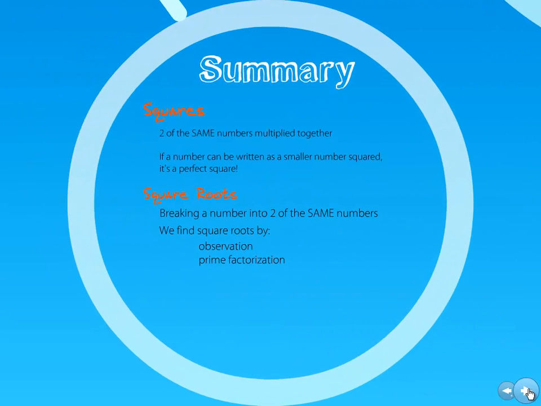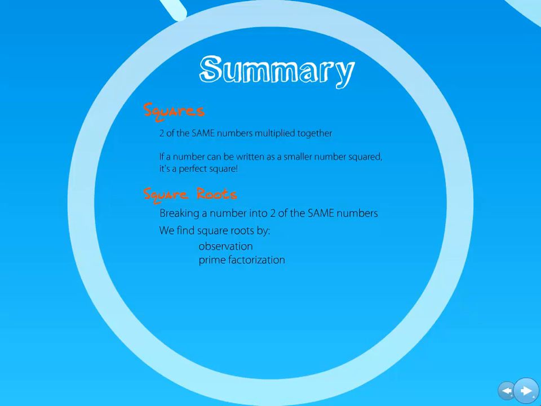Summary. So this is probably your favorite part, guys, because I'm just going to review everything that we've learned today. So squares are when two of the same numbers are multiplied together. If a number can be written as a number squared only, it is a perfect square. So for example, 3 times 3 is equal to 9. 9 is a perfect square because it's written by a number squared only, 3 squared.